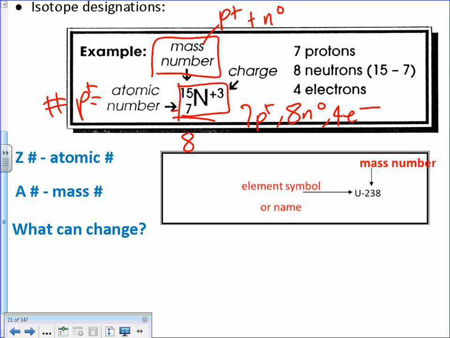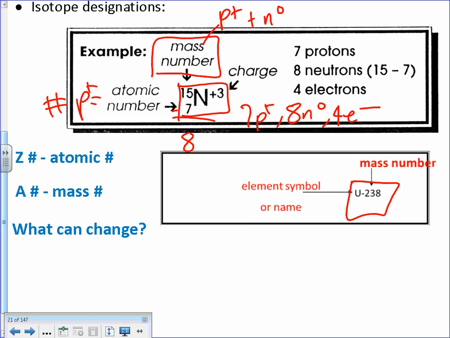The second way to denote it is like this. That's not a negative sign, it's a dash. So uranium dash 238, that 238 is its mass. I don't necessarily have to tell you the proton number, do I? Where could you find that? Where could you find the proton number?